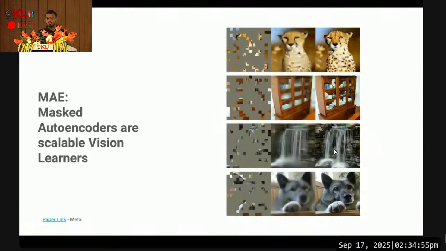So here are a few examples. The first column is the input to the model. The second column is what the model predicts after training, right? I don't know if a human can do this, but the model from the first column is able to almost 90% reconstruct the leopard, the desk, the waterfall, and the dog, right? So that's the task that the model is trained on.